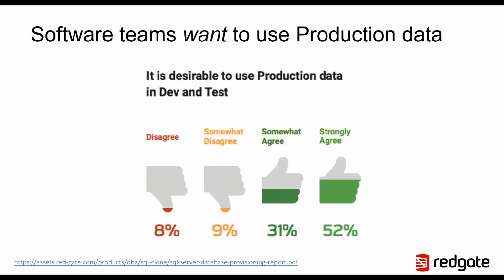So why do they do that? We can ask the software teams, and when we do, we find that they strongly agree that it's desirable to use production data in dev and test. After all, they're the ones who are going to be facing the consequences, or at least suffering the embarrassment of code going into production which doesn't behave as expected. And they find it difficult to generate data sufficiently accurately to test, sufficiently close to production.